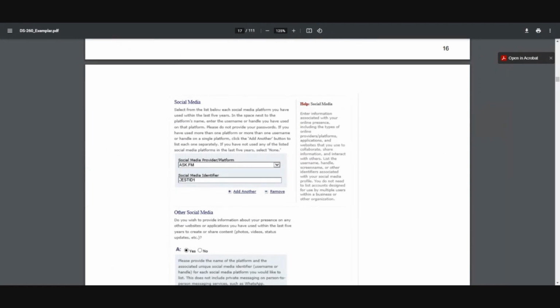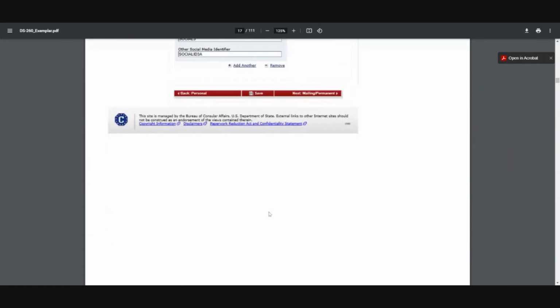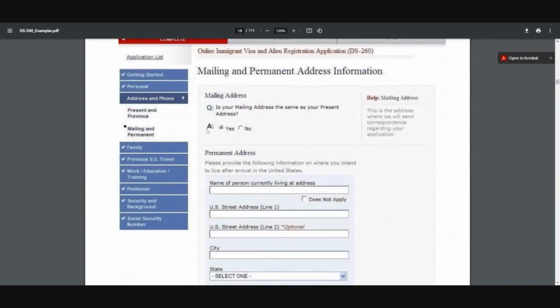Let's go on. We've talked about social media. Now, this is another part that says mailing and permanent address information. Very, very important. This is where you're going to live. So when you go to live in the US, this is the place that you're going.